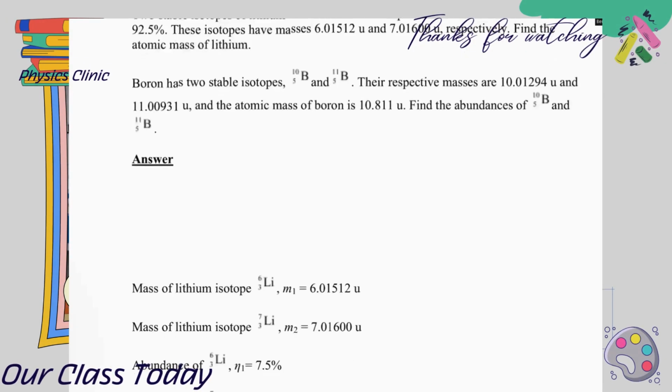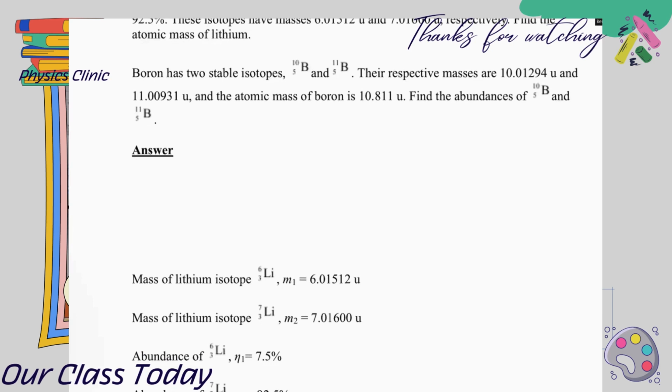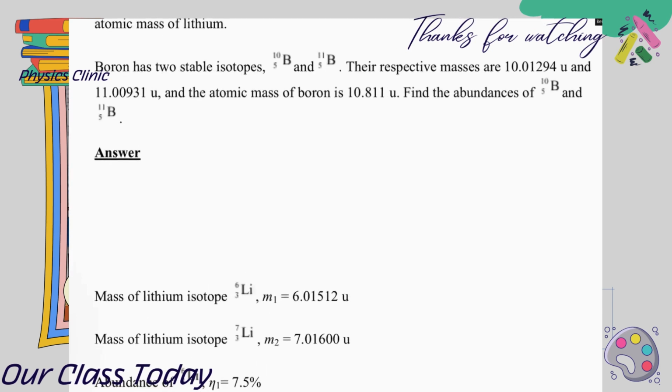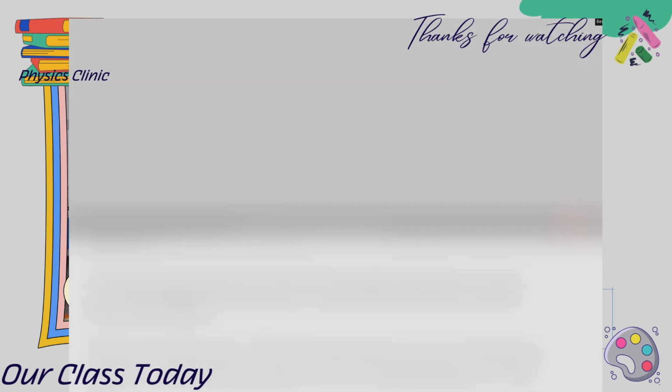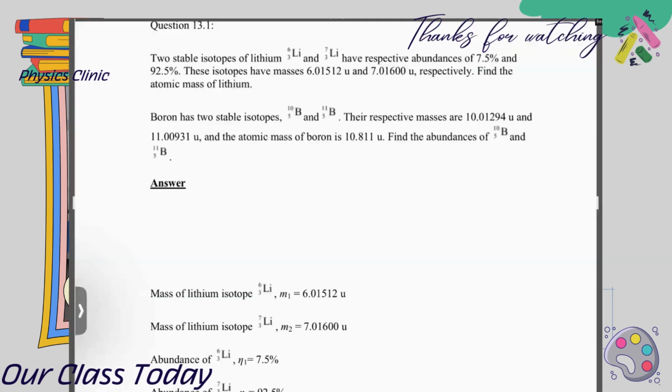So the question is: two stable isotopes of lithium, lithium 6 and lithium 7. Okay. So these two isotopes, it is given, have abundances of 7.5 percentage and 92.5 percentage.